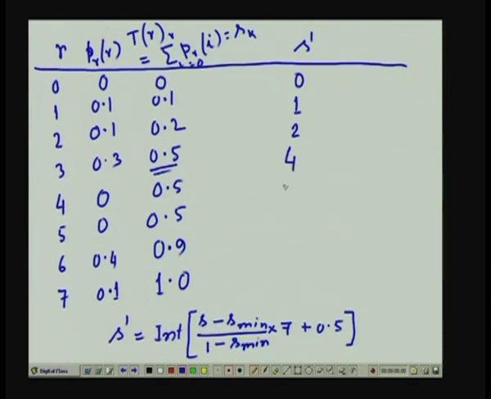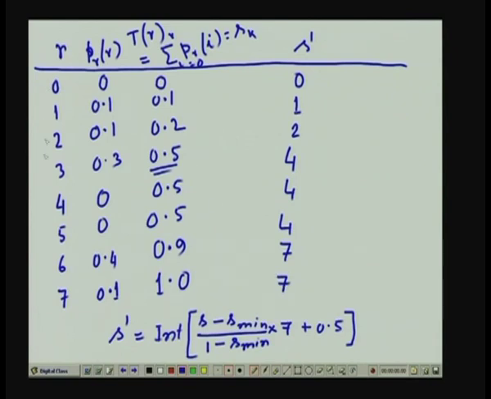Similarly, for r equal to 4, the output intensity will also be equal to 4. For r equal to 5, the output intensity will also be equal to 4. For r equal to 6, if you calculate following the same relation, it will come out to be 7. For r equal to 7, the output intensity will also be equal to 7.